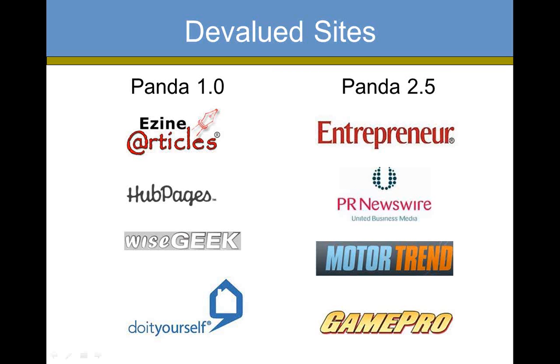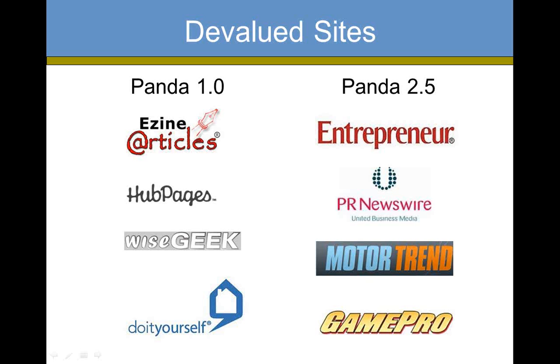So this is a side-by-side look at some of the sites that were hit. Panda 1.0 was going after known SEO target sites and lower quality sites like eZine Articles, HubPages, WiseGeek, Do-It-Yourself, places where you could quickly and easily build content, get links, and there wasn't a lot of editorial elements in place to prevent low-quality content at that time. So these sites were hit really bad.